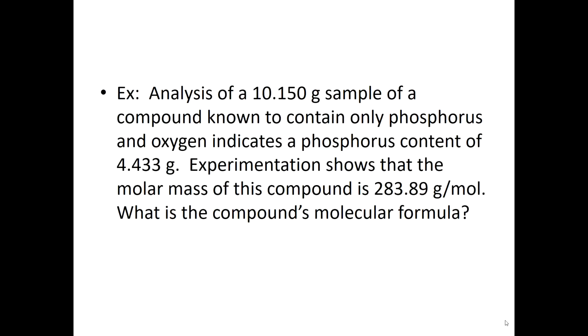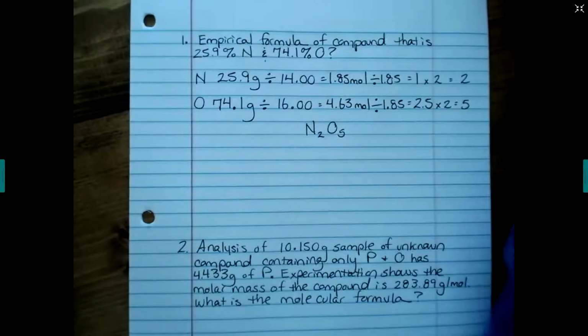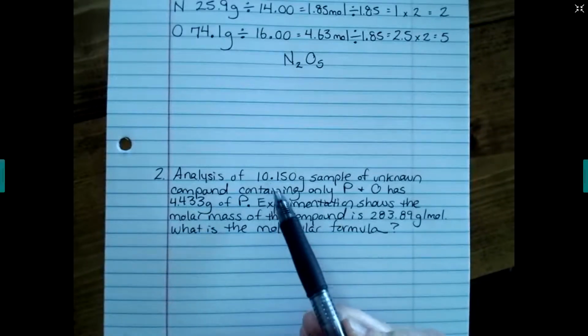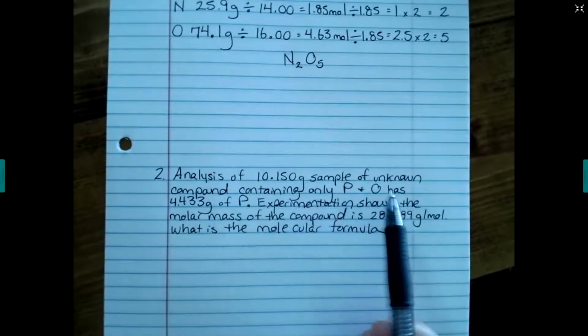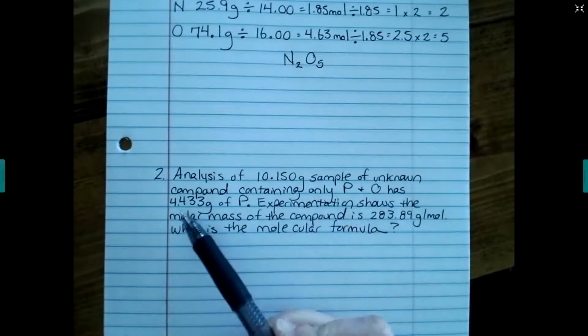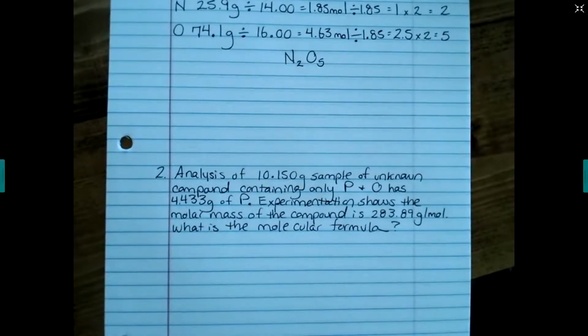So let's look at an example, and this example is one that would turn up in a lab that you would do for this type of stuff. So let's look back at our document camera, and you'll see I've copied that same problem. It says analysis of 10.15 grams of a sample of an unknown compound contains only phosphorus and oxygen. And it has 4.433 grams of phosphorus. Experimentation shows the molar mass of the compound is 283.89 grams per mole. What is the molecular formula?